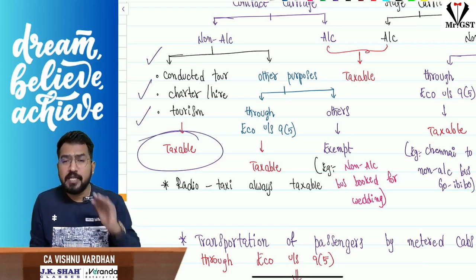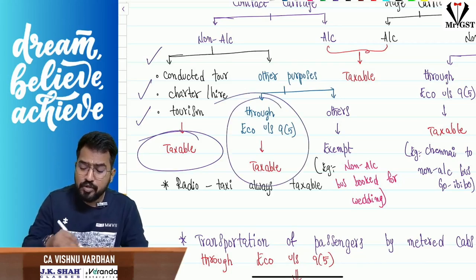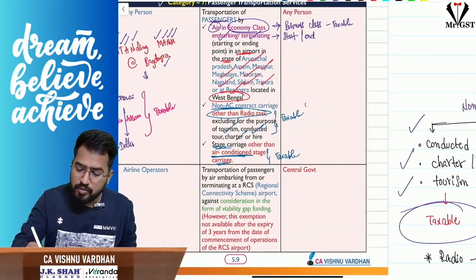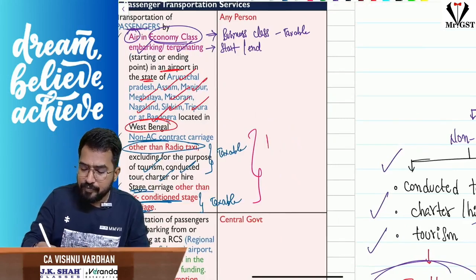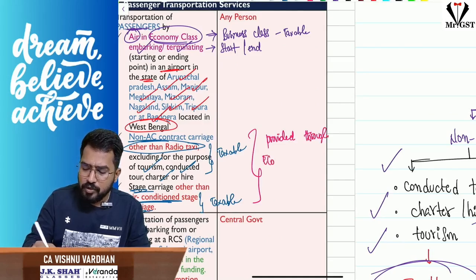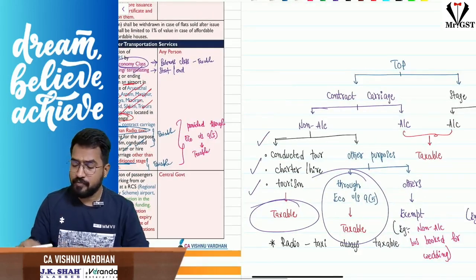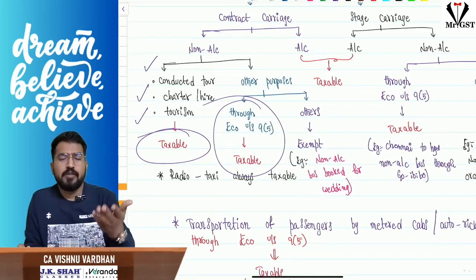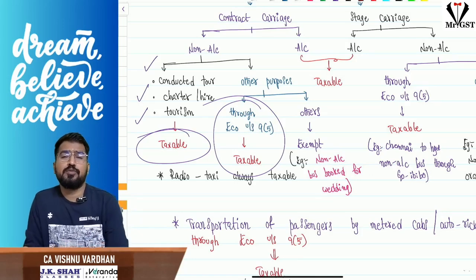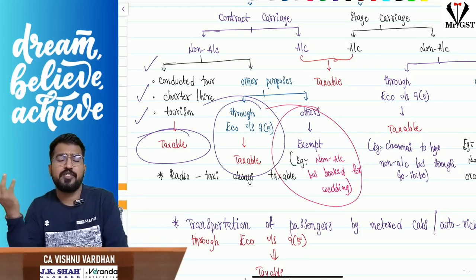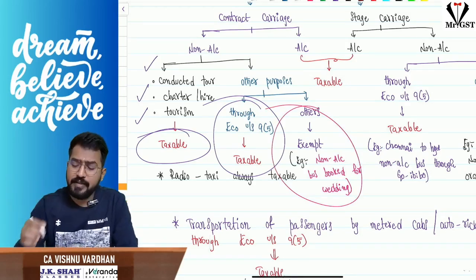No, sir, it is for any other purpose. For any other purpose also, please understand, if you are booking that through an e-commerce operator under section 9 subsection 5, then also it is taxable. That point I have not given here. So if these are provided through an e-commerce operator under section 9 subsection 5, then it becomes taxable, even though it is non-AC. Any other case, for example, for a wedding purpose, you are taking a bus, talking directly with the bus owner, taking the bus on contract, then it is exempt under GST.